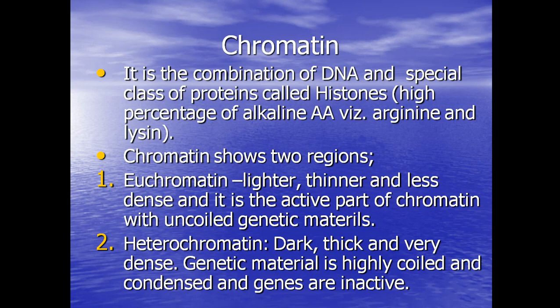What is chromatin? Chromatin is nothing but a combination of DNA and histone proteins. DNA and a special class of protein known as histone proteins together are called chromatin. Histones are those proteins which have a high percentage of alkaline amino acids such as arginine and lysine. So chromatin is nothing but DNA plus histone.